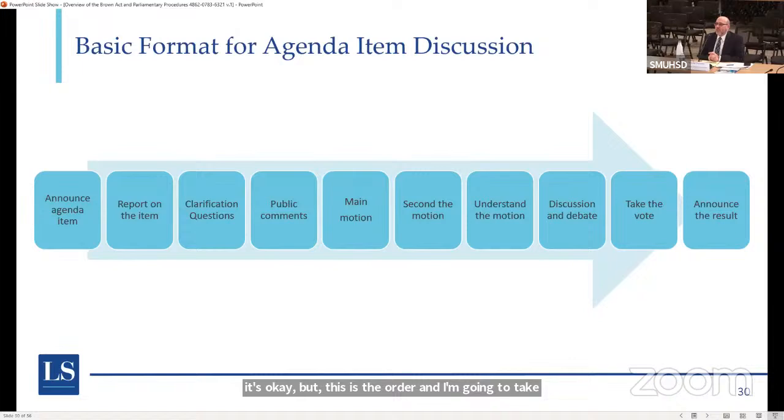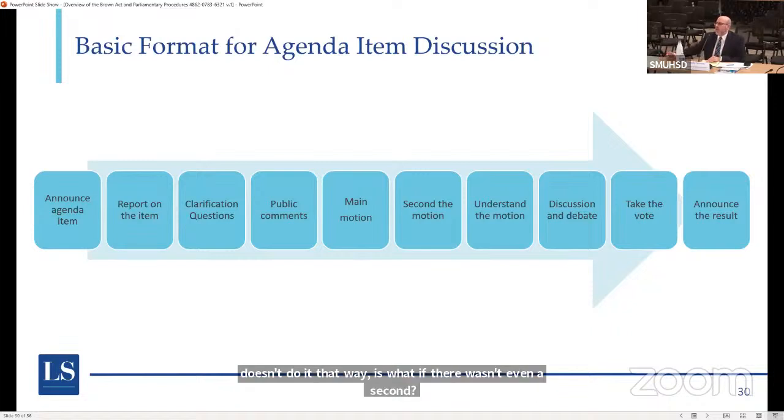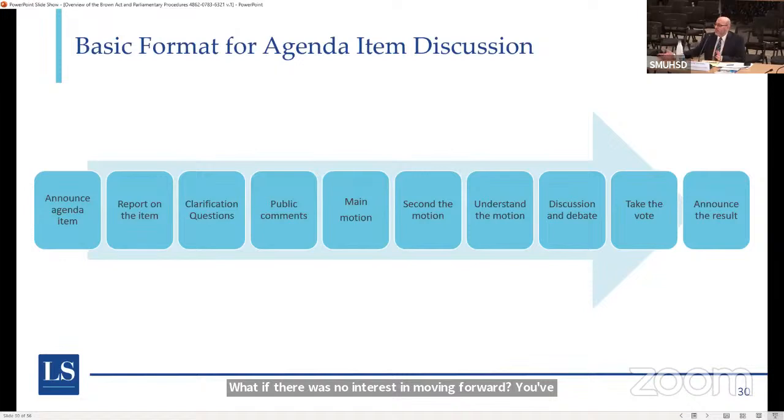And I'll just tell you, if you count down 1, 2, 3, 4, 5, you'll see the main motion is made, and then the second is made, and then only after all of that do you discuss and debate. Whereas almost every school district does the motion after all of the discussion has taken place. And the issue with that, the reason Robert's Rules of Order doesn't do it that way, is what if there wasn't even a second? What if there was no interest in moving forward? You've just spent an hour discussing something and then it fizzles, as opposed to finding out up front, do you have two people who are actually interested in continuing the conversation? The person who made the motion and the second. So something for you to think about.